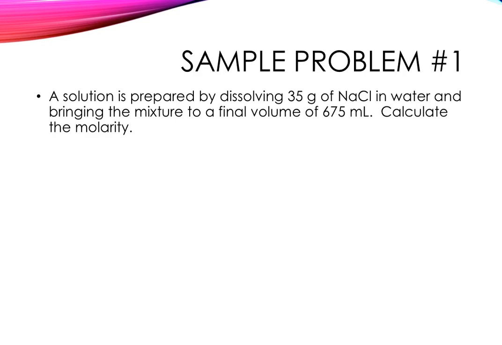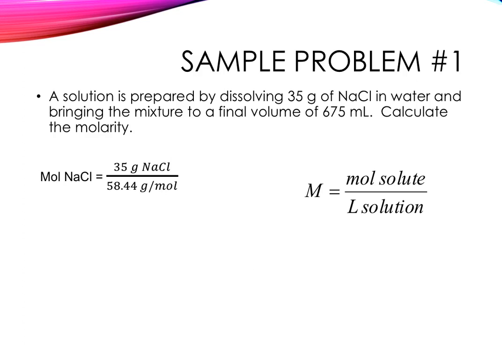Okay, well, I always like to start by thinking about the molarity formula. I need the moles of the solute, and I need the volume of the solution in liters. So to find moles, we're going to take the grams and divide by the molar mass. You've done this a lot, I'm sure. You do want to pay attention to your sig figs, so when I do that, I get 0.60 moles of sodium chloride.